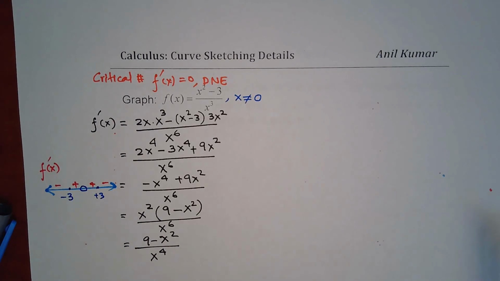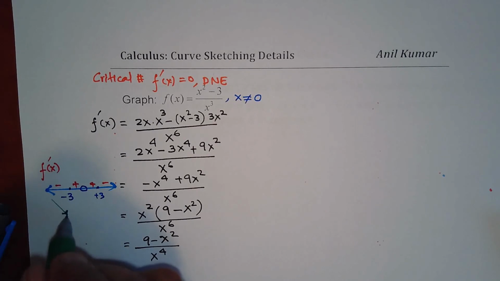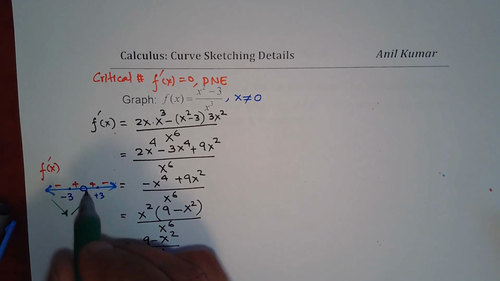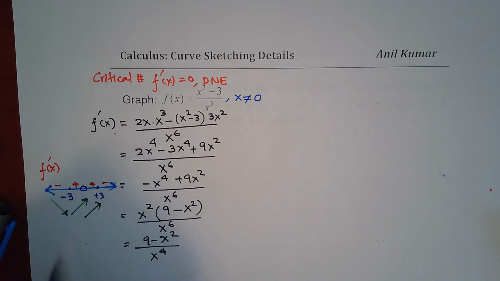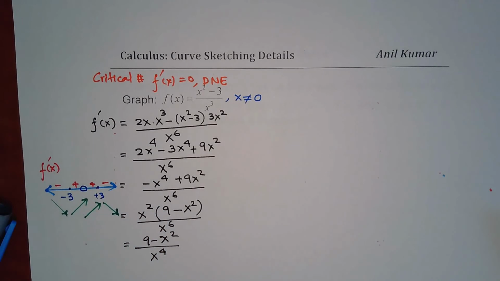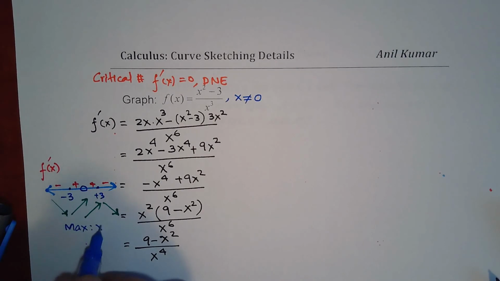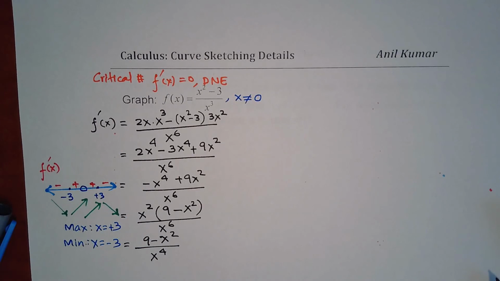So from here we can decide the intervals of increasing and decreasing, right? From minus infinity to -3, the first derivative is negative, so the function is decreasing, correct? From -3 to 0, the function is increasing. From 0 to 3, since the first derivative is positive, it is also increasing. But after 3, we have a negative first derivative, so it is decreasing. That clearly indicates a minimum value at -3 and a maximum value at +3. Correct? So let's note this down. We have a maximum at x equals 3 and a minimum at x equals -3. Is that clear to you? Perfect. So we got the maximum and minimum, and the intervals of increasing and decreasing are also very clear here.